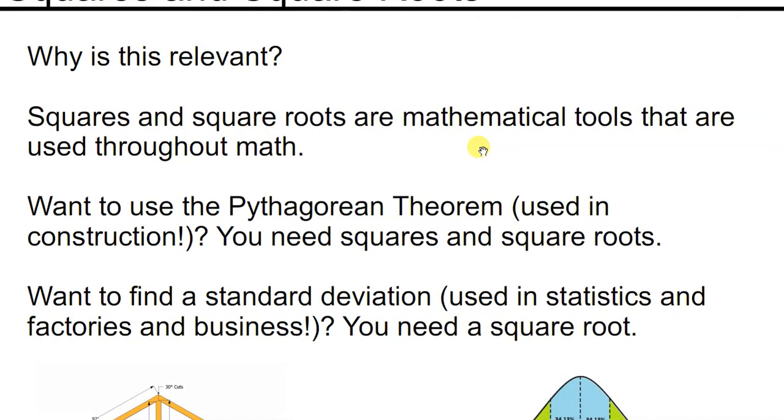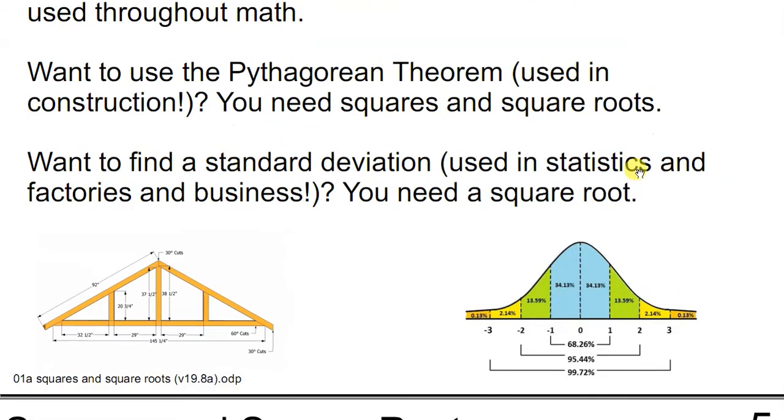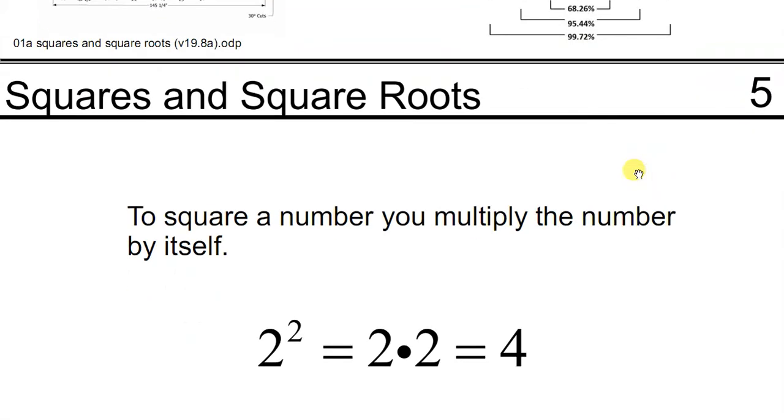So why is this relevant? Squares and square roots are mathematical tools that are used throughout math. If you want to use the Pythagorean theorem, you've got to be able to use squares and square roots. If you want to find the standard deviation, that's a statistical method, you're going to need to use square roots. So this is a tool that is used in mathematics.